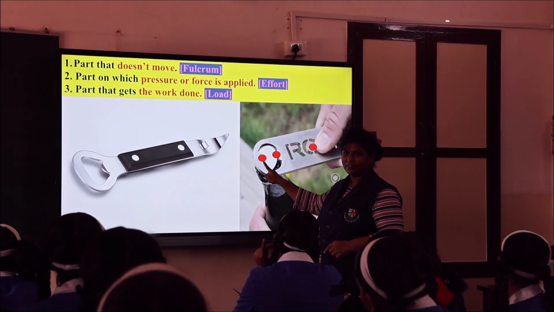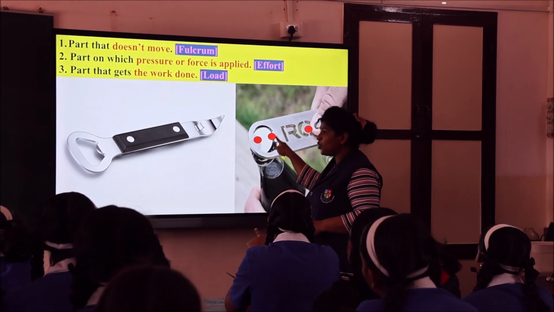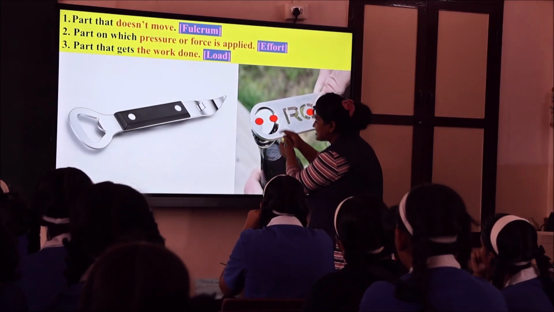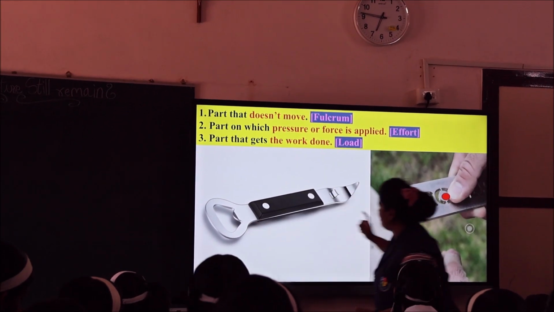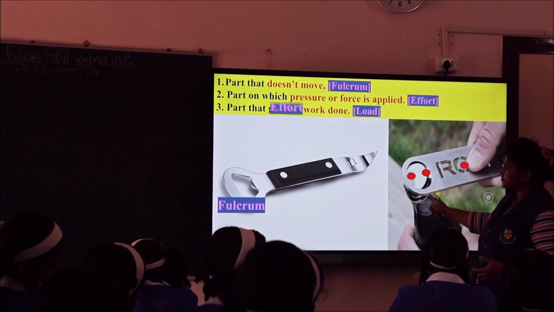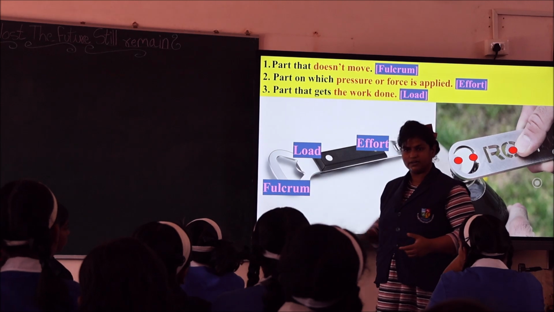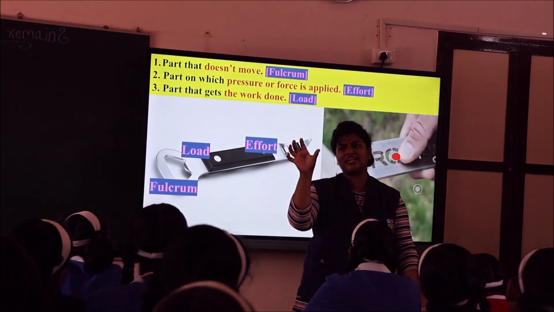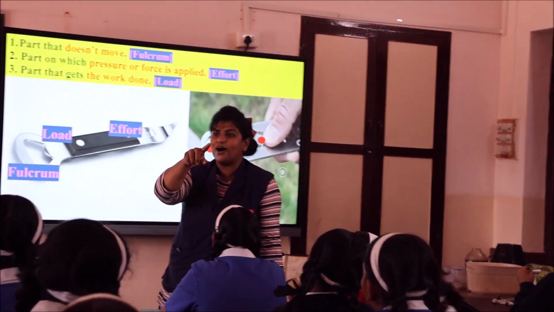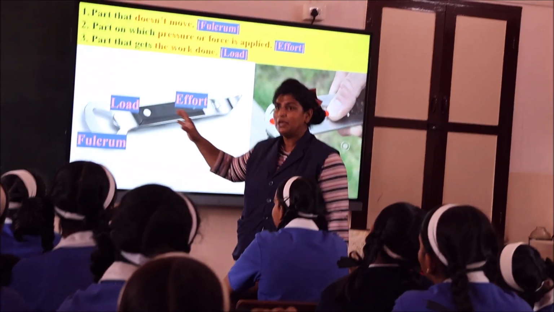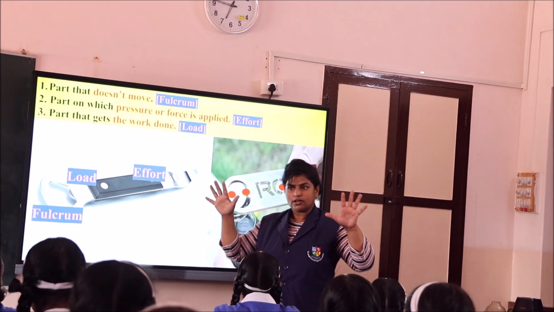First is the fulcrum. Second is the effort. Load. This is the load. The work is getting done. It's opening, isn't it? The work is getting done over here. The effort is over there, and the load is over here. Yes, understood? It's a little tricky because we picked up so many bottle openers, all in different shapes. But the main fact is this. This is how it works. Clear? Understood this?